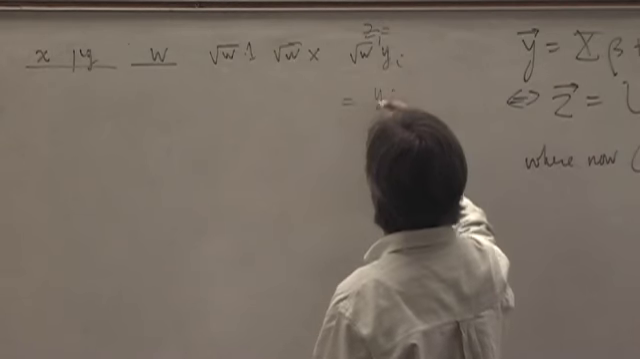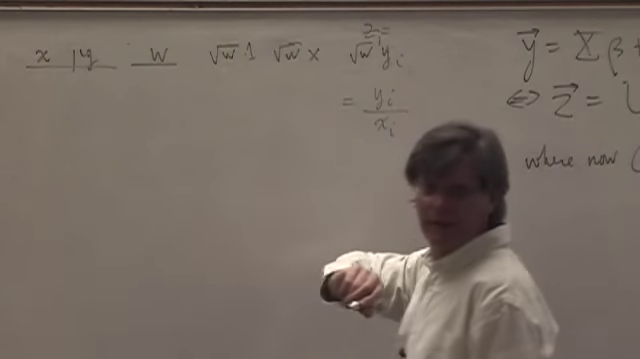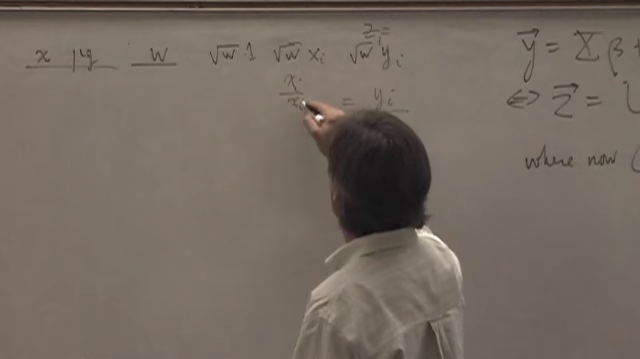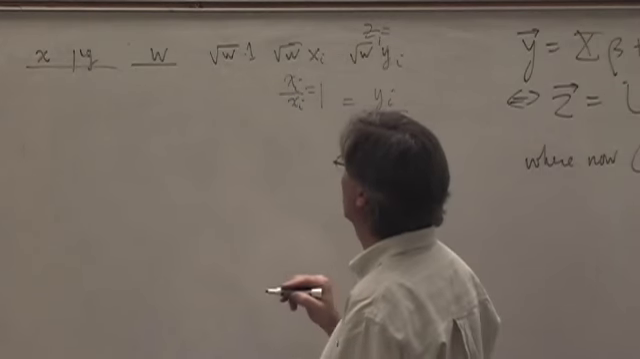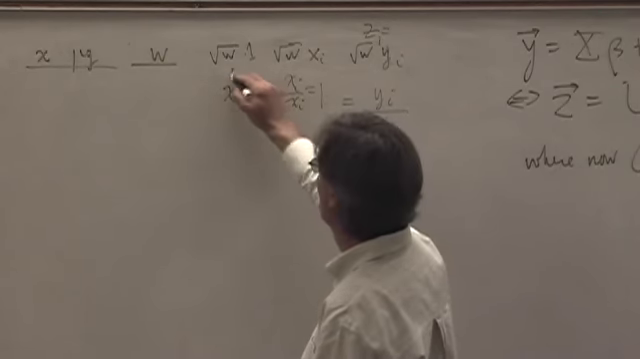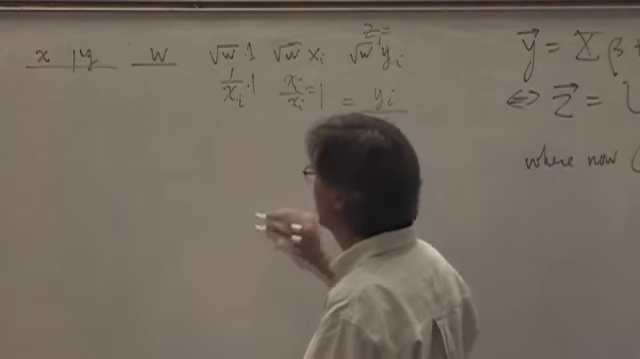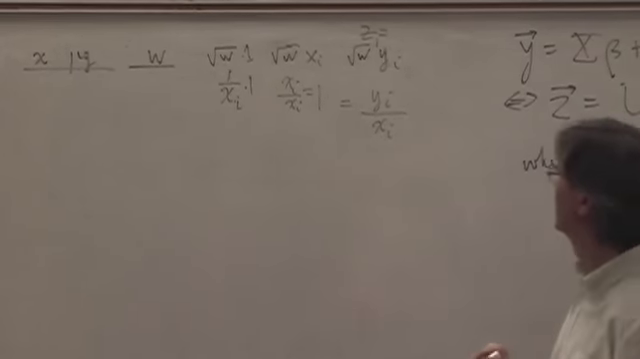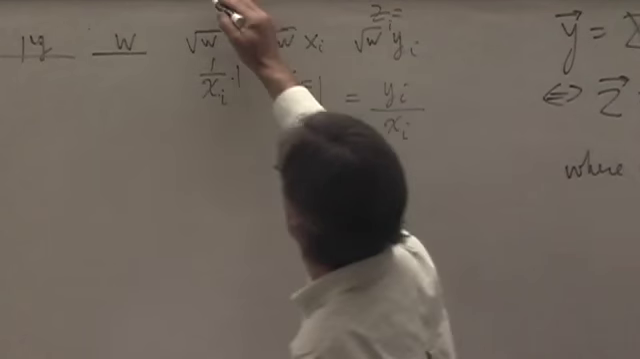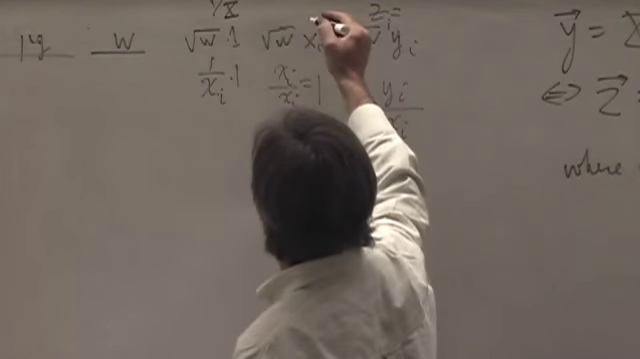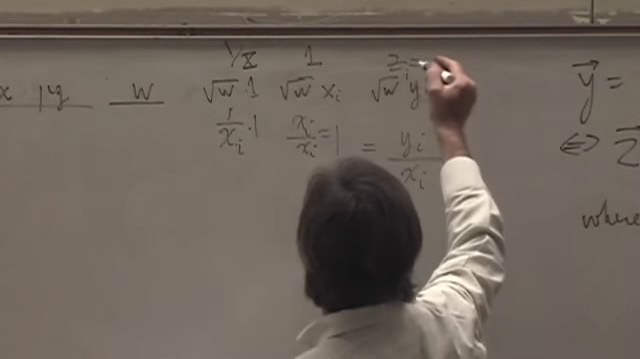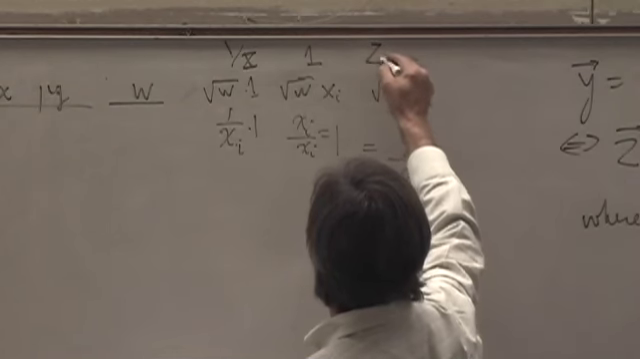That becomes yi over xi. My square root of w times x becomes xi over xi equals 1. My square root of w times 1 becomes simply xi. This would be 1 over xi, times 1. See if I got that right. Yeah. So those are my variables now. It's 1 over x now, and it's 1, and it's z. Okay?